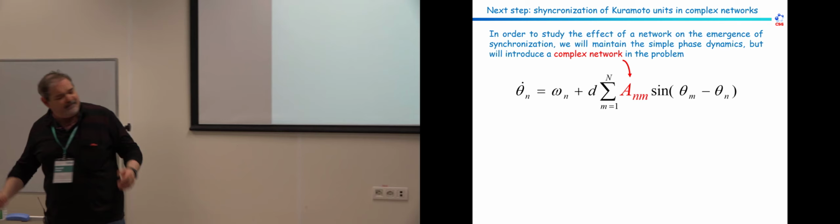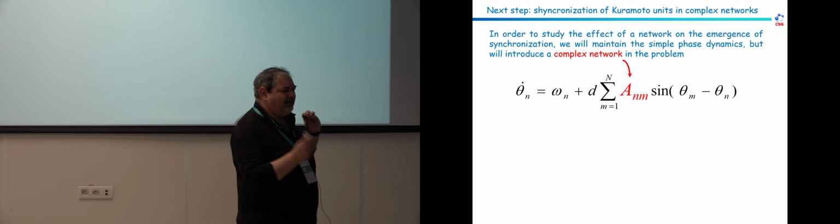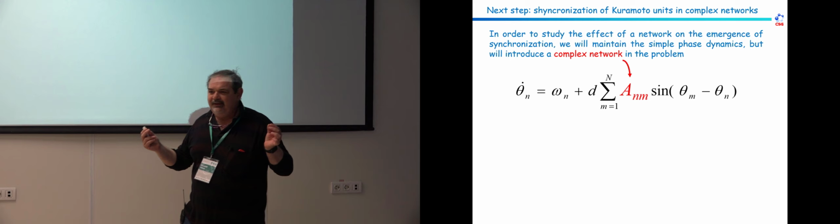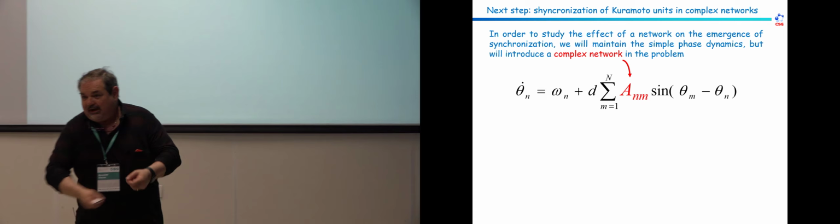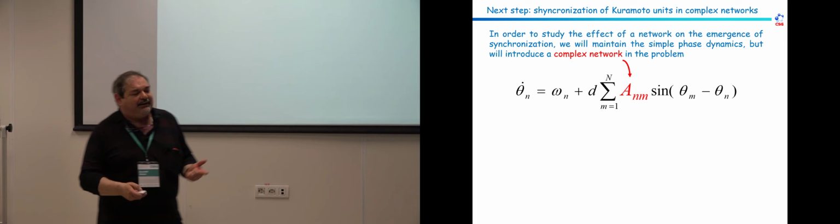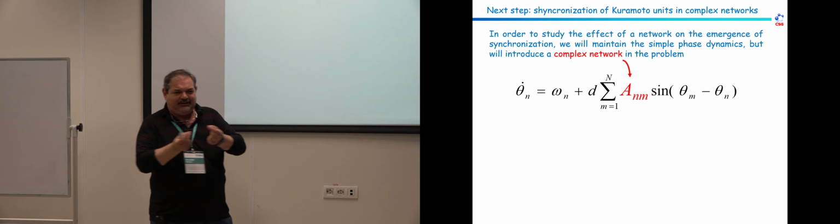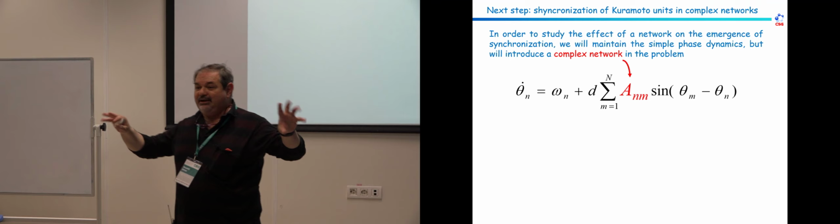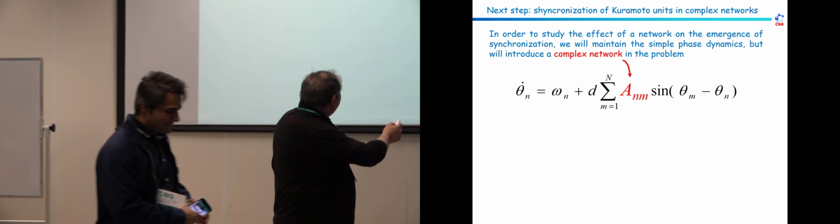And now I am in the condition of giving you the second message. The second message is this is a cake, and there are two main ingredients in the cake. The first ingredient we already saw is how I distribute the frequencies. So I have many oscillators and I have a frequency distribution. The second ingredient is how I connect the oscillators, so what are the topological properties of this matrix. And now the issue is, can I play with these two ingredients to make the cake in one way or another, that is, to have a continuous or discontinuous transition?